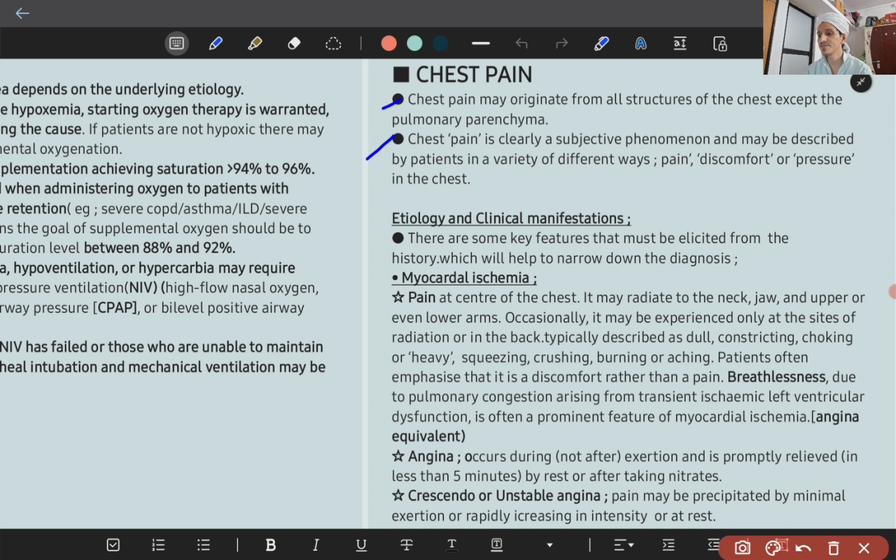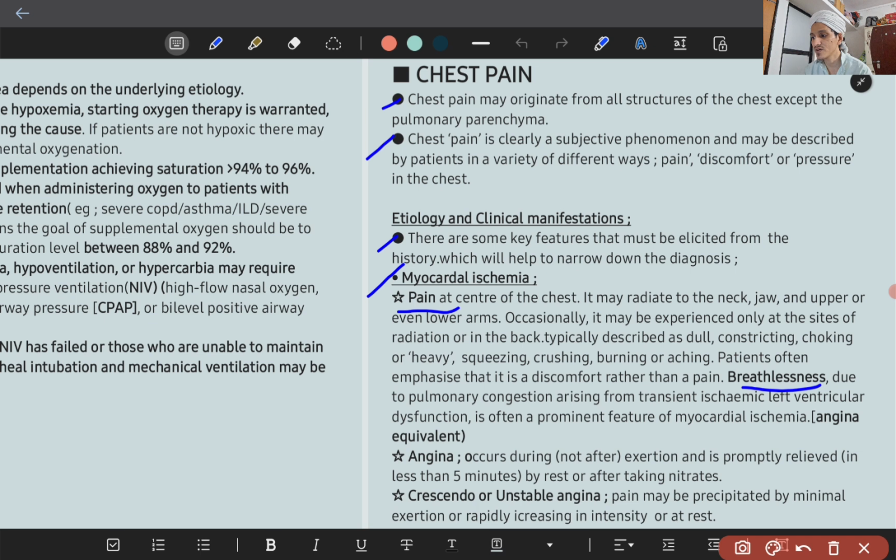Etiology and clinical manifestations. There are some clinical features that must be elicited from the history which will help to narrow down the diagnosis. First cause, myocardial ischemia, which can manifest as pain, most of the time, and in some patients as breathlessness. Pain at the center of the chest may radiate to the neck, jaw, and upper or even lower arms.